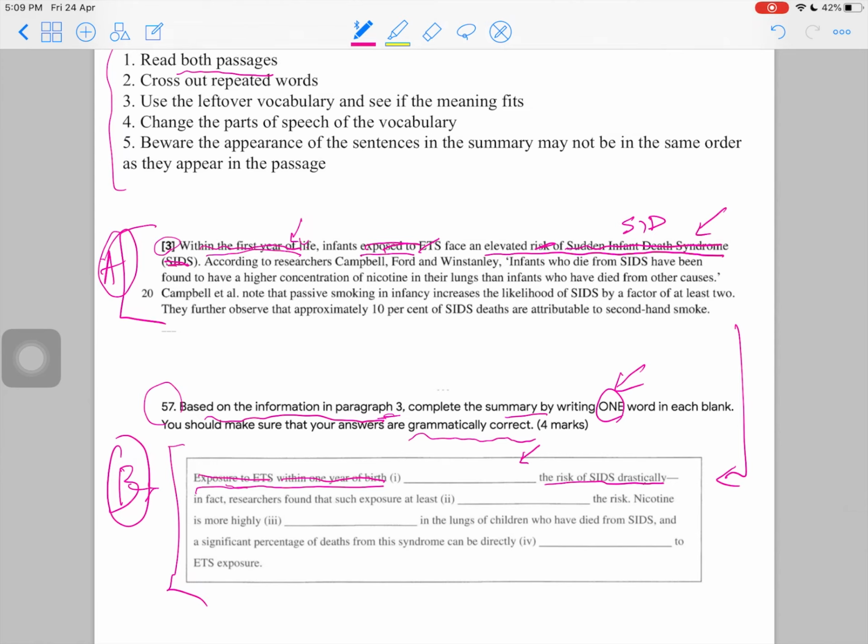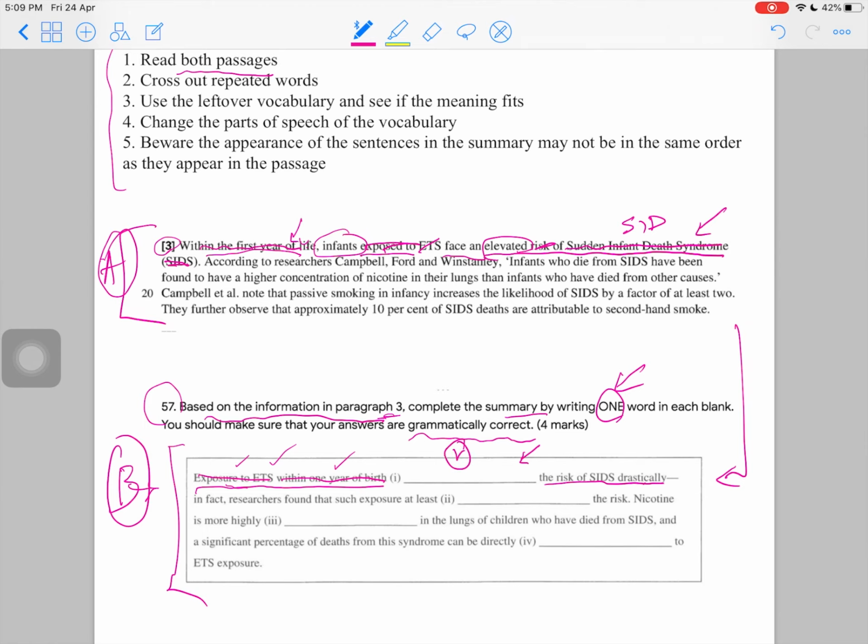Now here, right away, you kind of know what is missing, right? We've got this: infants face an elevated... Okay, so what could this be? Exposure to ETS within 1 year of birth. So what do you need?